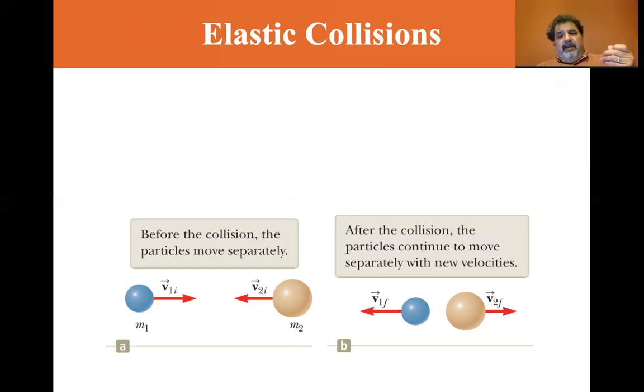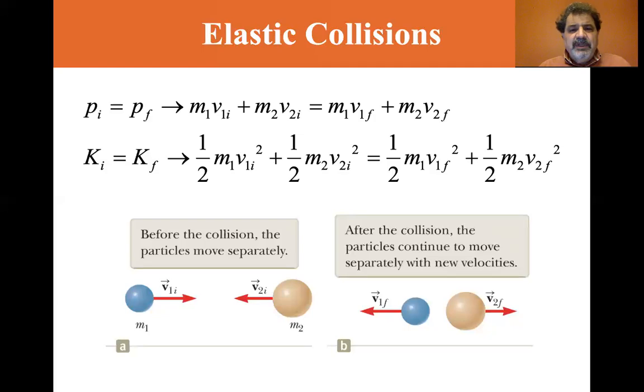After the collision, the particles continue to move separately with new velocities. Now, how do we determine that? Well, we use the two equations. The initial momentum equals the final momentum: M1 V1 initial plus M2 V2 initial equals M1 V1 final plus M2 V2 final. So the initial momentum has to equal the final momentum.